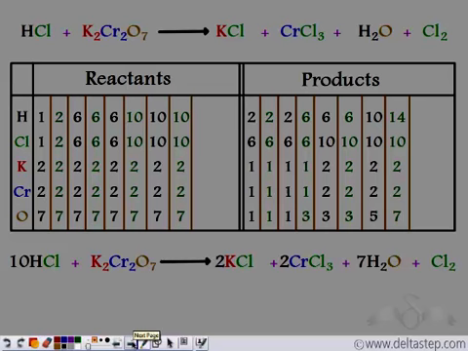But again, our hydrogen atoms are not balanced. To make this 14, we have to make this 14. So we have to take 14 molecules of HCl. So when we make this 14, we get 14 atoms of hydrogen, 14 atoms of chlorine, and these remain the same. No change on the product side. So these numbers remain the same.